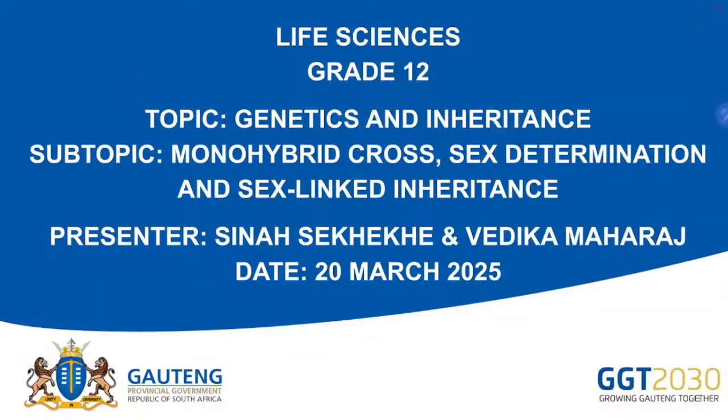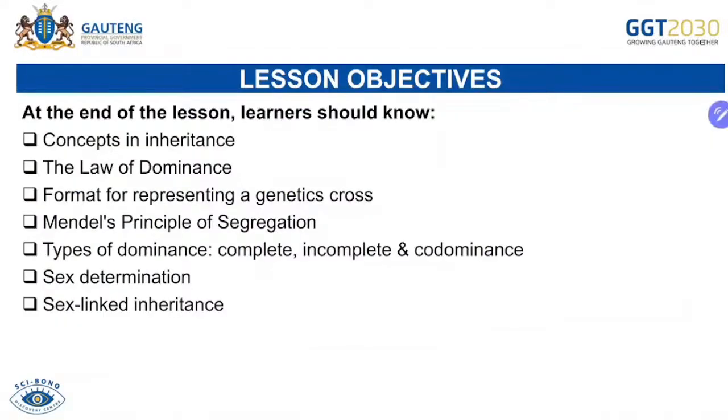Right, so today we are starting a new topic, that is genetics and inheritance. For this topic, we are going to cover the first aspects of the topic, which are the monohybrid crosses, sex determination, and sex-linked inheritance. Now, let's get into it.